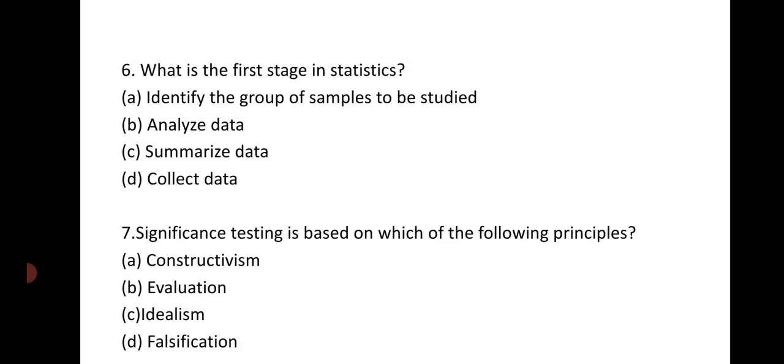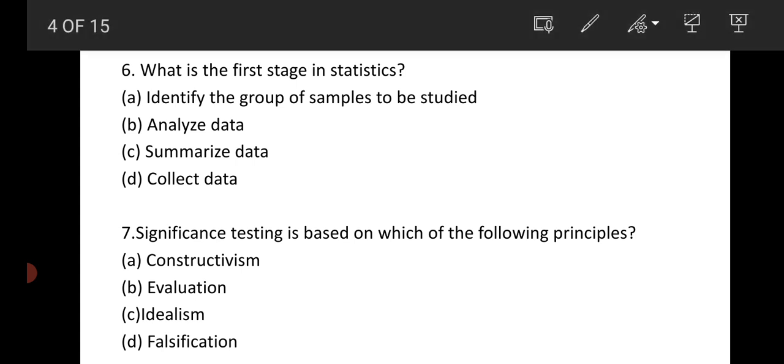Next question, which is the first stage in statistics? The answer is identifying the group of a sample to study. In any statistical experiment, the first thing we have to do is identify the problem. Later on, we are going to collect data. Then we will analyze the data. Later on, we will summarize and give inference. So the answer is identifying the group of samples to be studied.